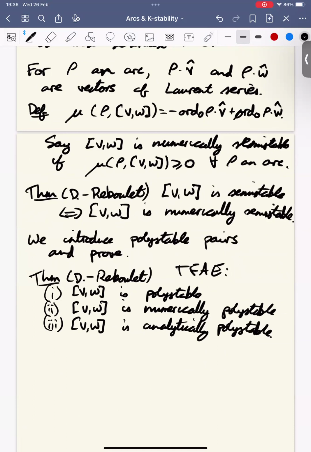Okay, so the slogan is that if we try to do GIT without positivity, then we can't use one-parameter subgroups for the Hilbert-Mumford criterion. We must do something more general. And this theorem says that arcs are the right level of generality with which to work if we want to do GIT without ampleness.